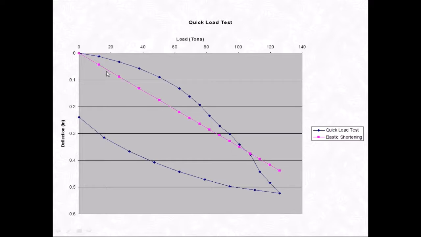And you'll see the elastic shortening line here. This is for a free pile with no skin friction on it. But because this is a pile that was installed into clay with a lot of skin friction, the actual load curve doesn't match the elastic shortening line.